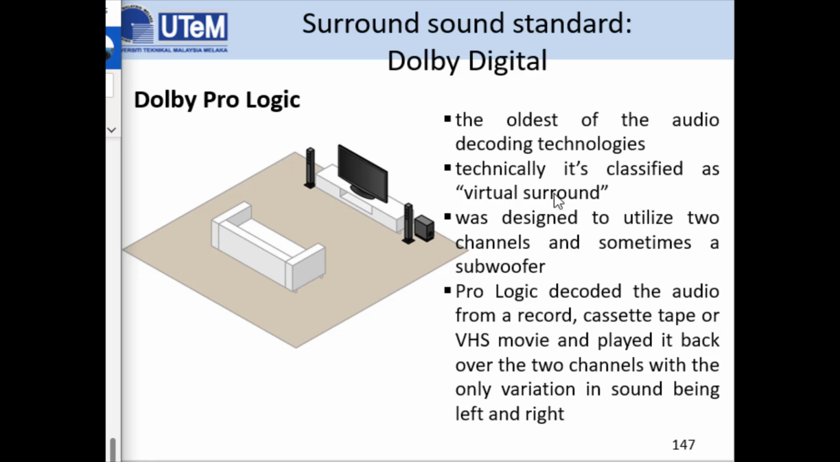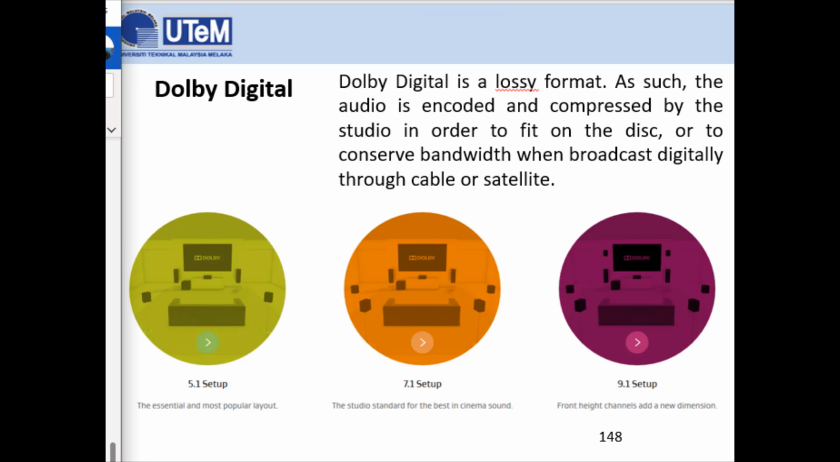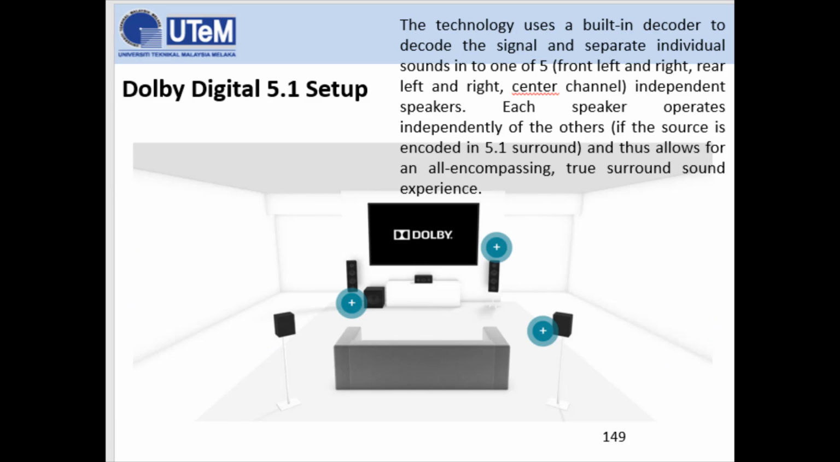So the idea is to provide a surround sound to the user, or we call it virtual surround. So there are a few setups in order to have the surround sound. Before that, Dolby Digital is also a lossy format because we want to fit the audio in this format to be stored or transmitted or broadcast digitally through cable or satellite. So these are among the setups of speakers in order to give us the surround sound experience: 5.1, 7.1 and 9.1.